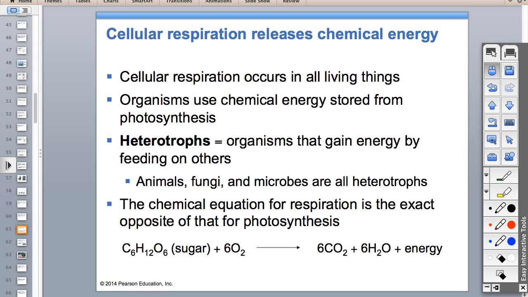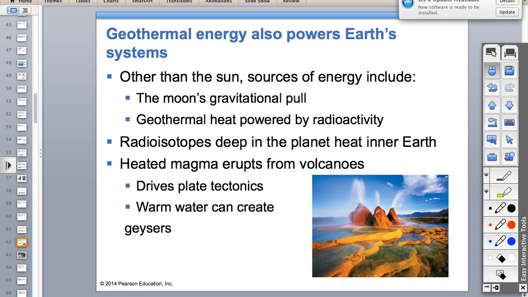We never finished our little circle thing, did we? No. Okay, we'll do that. Let's finish up through chemosynthesis, and we can actually do that in this last couple minutes.